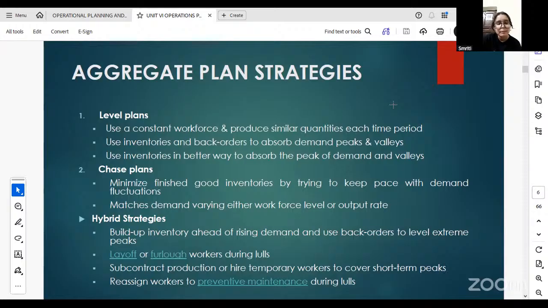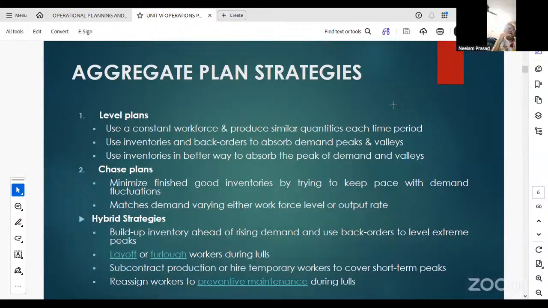Chase plans: minimize finished goods inventories by trying to keep pace with fluctuations. Match demand by varying either workforce level or output rate. Hybrid strategies: build up inventory ahead of rising demand and use back orders to level extreme peaks. Lay off or furlough workers during lulls, subcontract production or hire temporary workers to cover short-term peaks, and reassign workers to preventive maintenance during lulls.